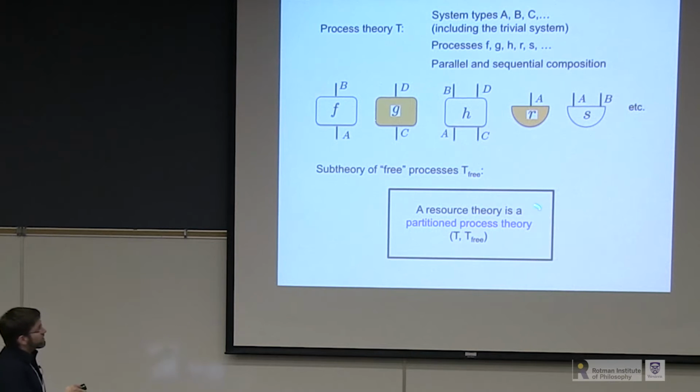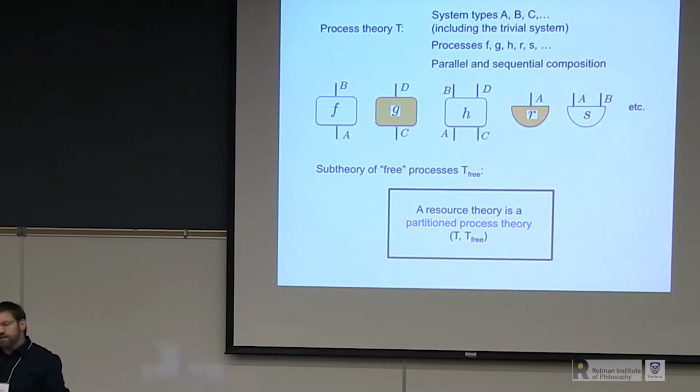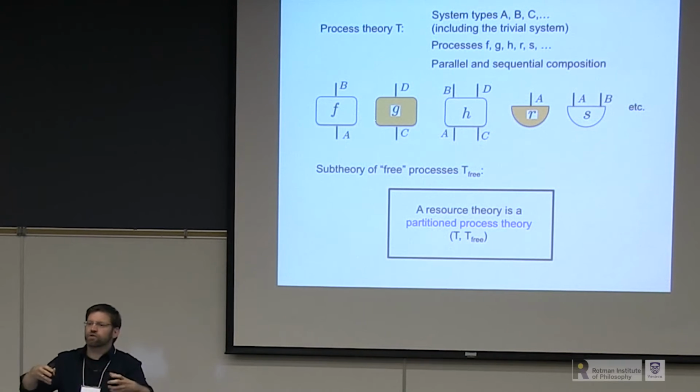So a resource theory in this language is a partitioned process theory. It specifies some enveloping theory and some part of that theory constituting free stuff. The way we formalize this in the paper I mentioned is using category theory, and then the free stuff is a subcategory. And let me just mention, since we were talking about this over lunch, that for a given category, there are only so many strict subcategories of that thing.